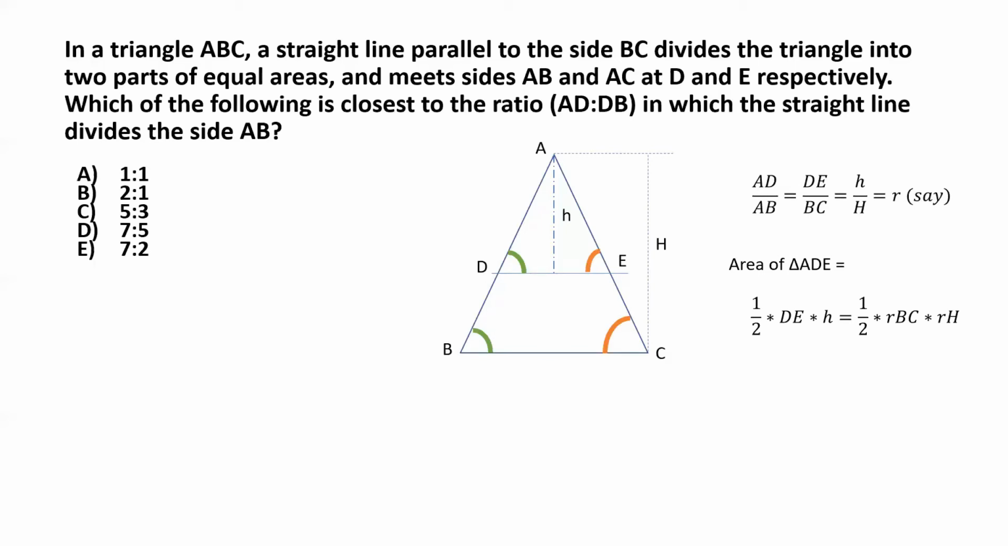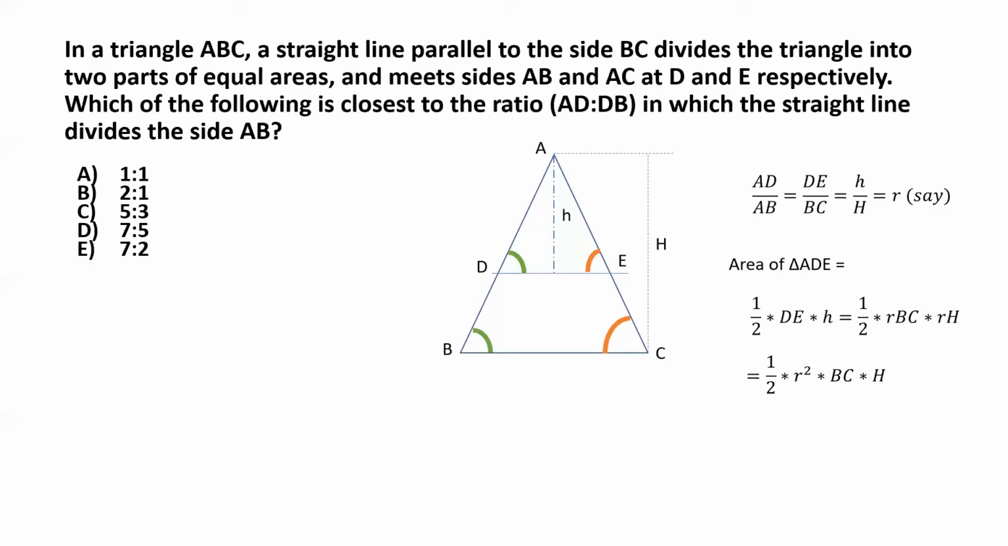So those are the two substitutions we make, and we get half DE multiplied by lowercase h will be equal to half multiplied by R times BC multiplied by R times uppercase H, which is the height of the bigger triangle. Now, we can rearrange this as half multiplied by R square multiplied by BC multiplied by uppercase H.